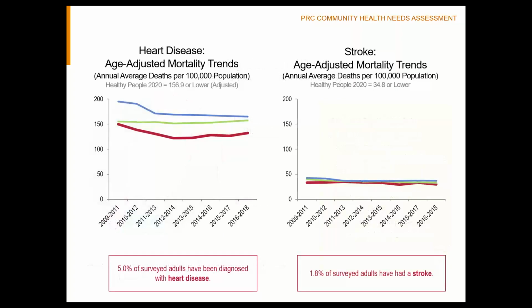Again, when we looked at that age-adjusted mortality trends, we're comparing pretty well for both heart disease, the chart on the left, and stroke, the chart on the right. And in addition, our survey found that about 5% of adults have been diagnosed with heart disease, and less than 2%, 1.8% of surveyed adults have had a stroke.